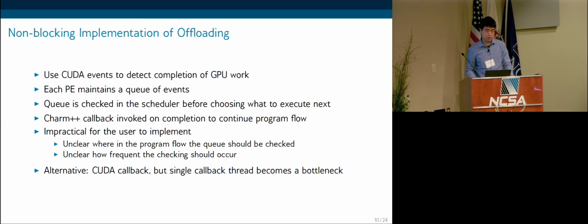I also wanted to mention that there's an alternative to using CUDA events for this non-blocking feature, which is CUDA callback. But with the CUDA callback feature, there's only a single callback thread that takes care of all these invocations of the provided Charm++ callback functions, and this thread becomes a bottleneck.